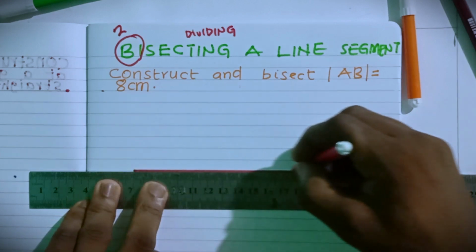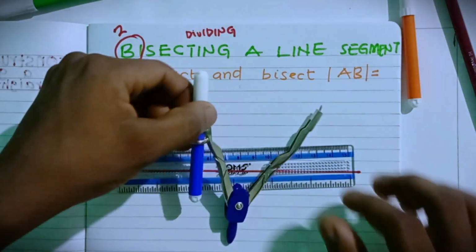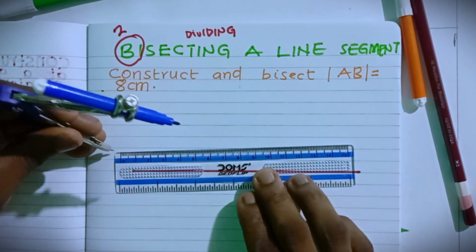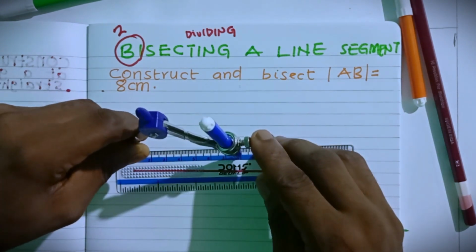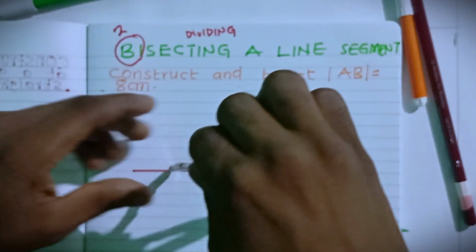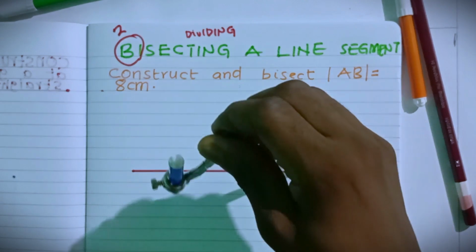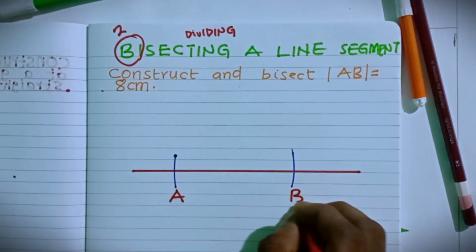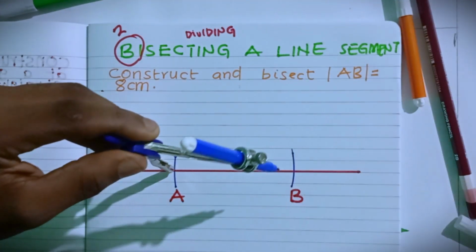You draw a straight line. Now you take your ruler and your compass. Measure 8 centimeters. Stand on 0. Measure 8 centimeters. Stand at one end. You make an arc. You stand on the arc and you make another arc. AB.